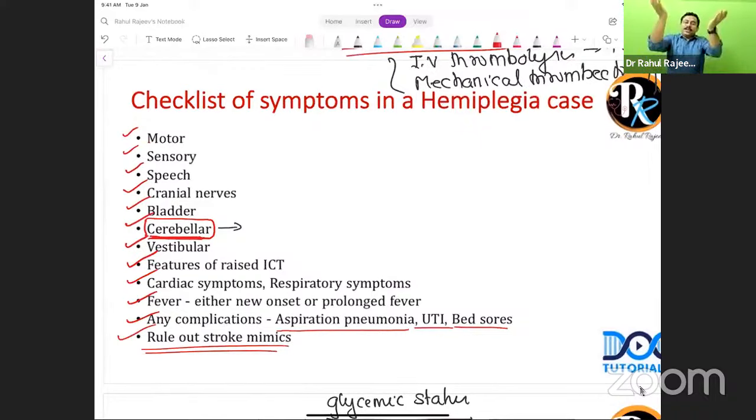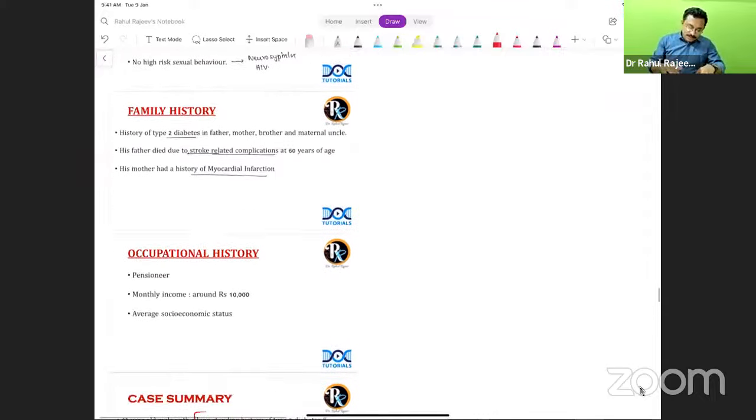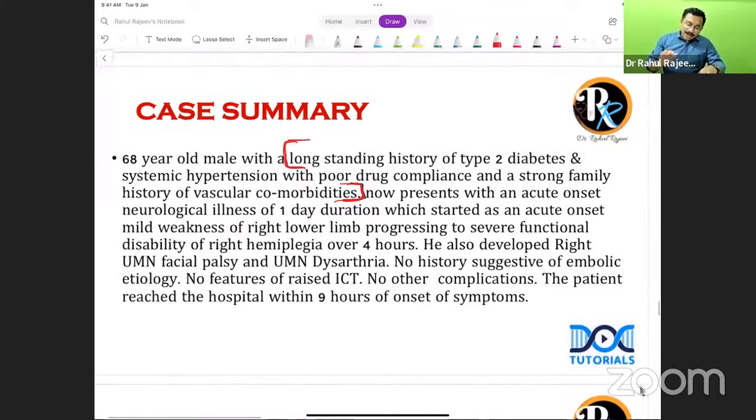So all the positive will come up in the list and negative symptoms will go down in the list. This is the checklist. So out of this, whatever is positive should be presented first. And the final ones will become the negative history in a case. Okay, right. So now presents with an acute onset neurological illness of 1 day duration.